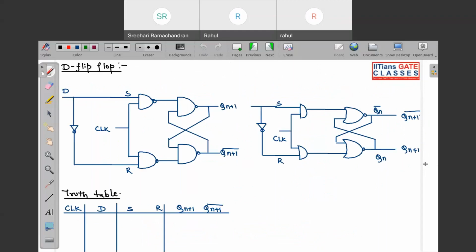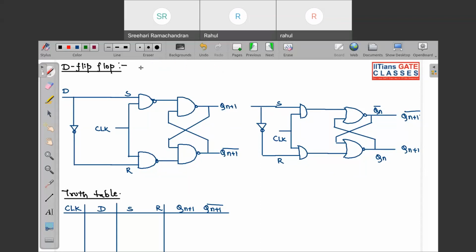So next we have the D flip-flop, also known as the delay flip-flop. The delay flip-flop is basically used to get some delay in the circuit. That is why the name D flip-flop. A D flip-flop can be constructed using an SR flip-flop and one inverter. So one inverter and one SR flip-flop can be used to construct one D flip-flop. So this is the structure.